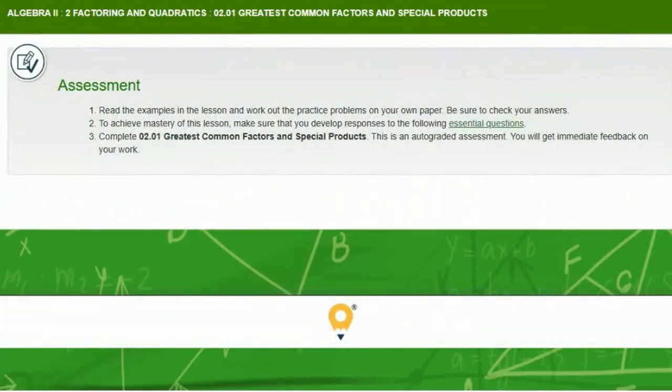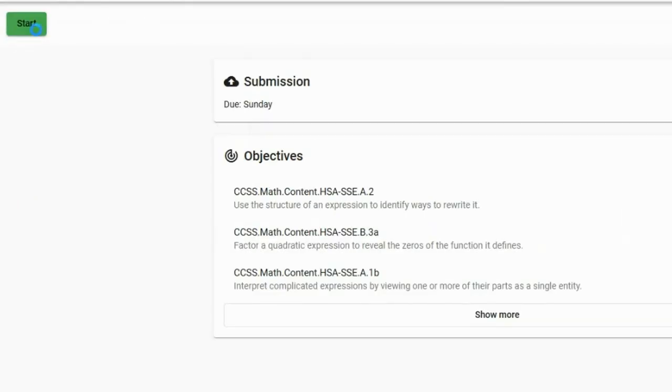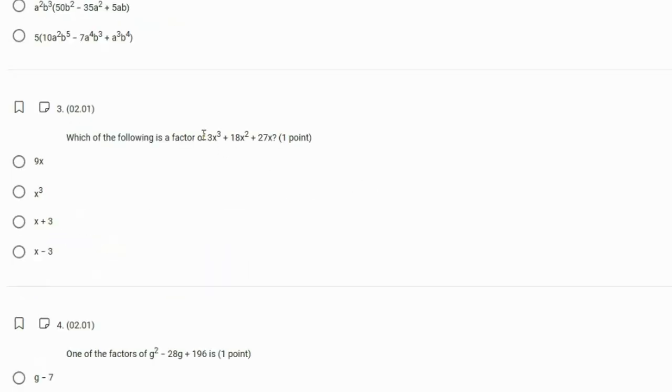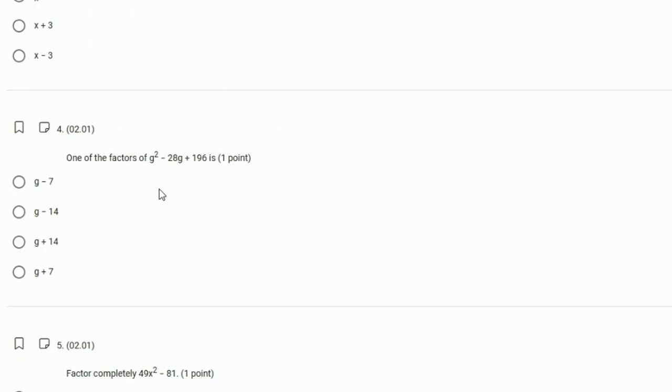All right, now let's look at our assignment for the week. Factor completely. Factor completely. Oh, look at that one. Lots of exponents. Which of the following is a factor? So you have to factor that, and then one of the factors is listed here. Which one? Probably not x to the third, because there's only one x to the third in the whole problem. You can't factor an x to the third out of those. So that one's probably wrong.